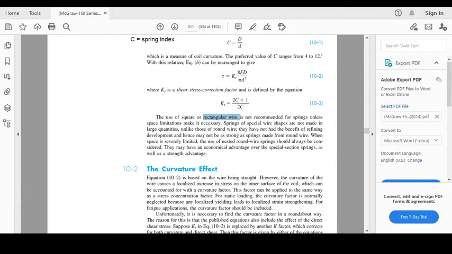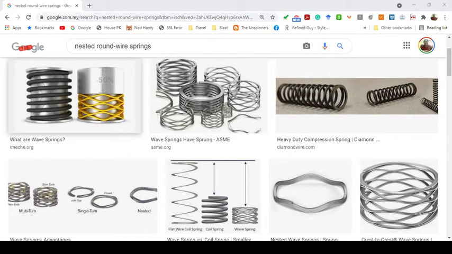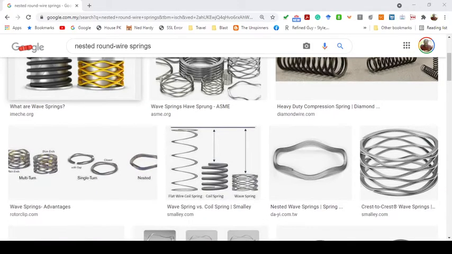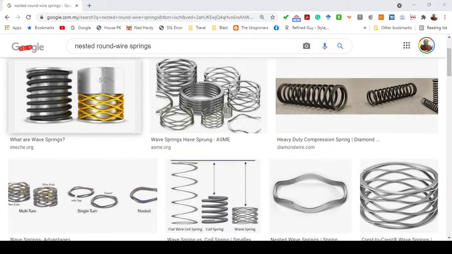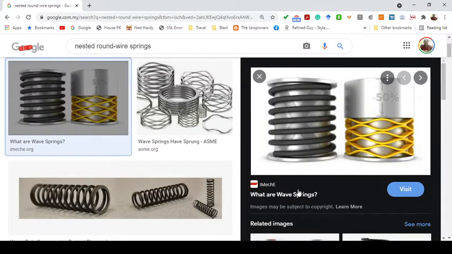What is a nested round wire spring? This is a nested round wire spring, like this. Whenever you have limited space, you see here, it is also called a wave spring. You see here, the size can be reduced by 50%.